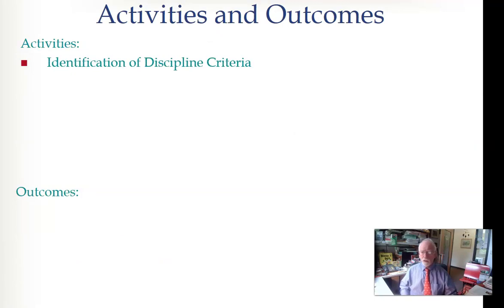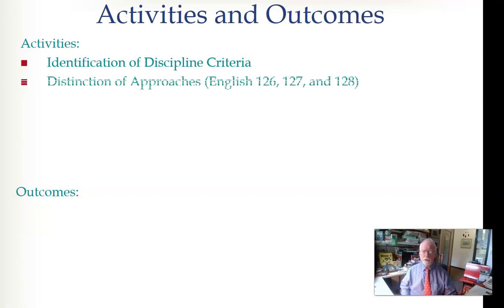The first activity is that we're going to take a look at the criteria that we'll use for our discipline in English 128. What we want to do is take a look at the differences and the distinctions that we can make between English 126, 127, and 128. Any of these three will satisfy the statewide requirement for English 102, but here on this campus we divided English 102 into these three different approaches.